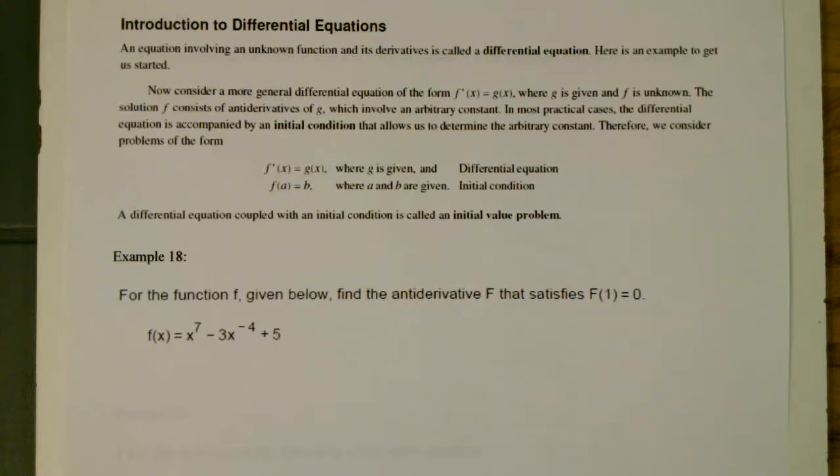Let's consider a more general differential equation of the form f prime of x is equal to g of x, where g is given and f is unknown. The solution f consists of antiderivatives of g, which involves an arbitrary constant. In most practical cases, the differential equation is accompanied by an initial condition that allows us to determine the arbitrary constant. Therefore, we consider problems of the form f prime of x is equal to g of x, where g is given, and f of a is equal to b, where a and b are given.